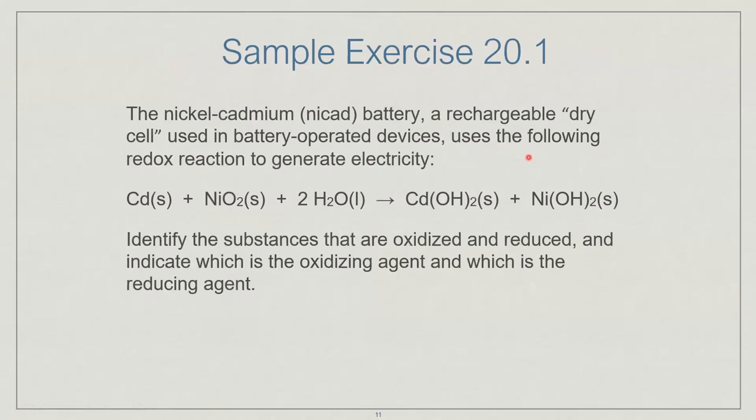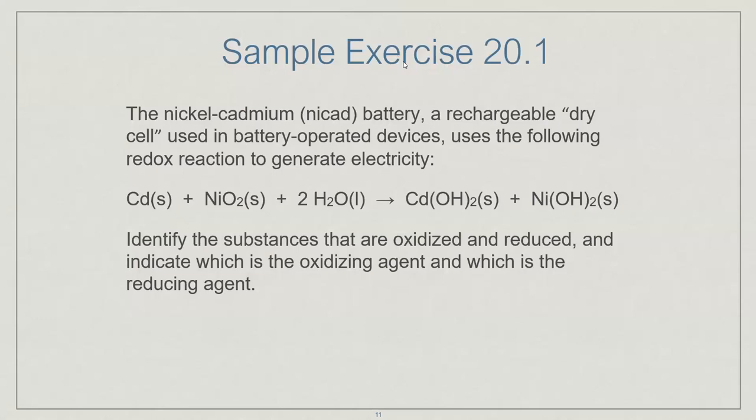All right, so if we look at an example like this one, we've got a nickel cadmium battery, which is used in different types of devices. We've got the redox reaction there that's actually going to generate that electricity. So that's just going to be the flow of electrons, electricity. In this case, we want to identify which substances are being oxidized and reduced, and then indicate which is the oxidizing agent and which is the reducing agent. So for this one, we need to actually go through and assign those different oxidation numbers.